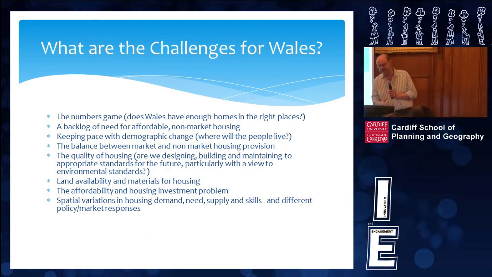I want to look at how supply might or might not keep pace with the rate of projected demographic change in Wales over the next 20 to 30 years. I'll briefly touch upon issues around the quality of housing, around the design, the build and the maintenance of the housing stock. And equally briefly, I'll deal with some of the issues around land availability, planning, and the construction industry. And I want to look at issues around housing affordability and the problem of attracting sufficient investment into housing in order to increase the supply of both market and non-market housing. And obviously I'll briefly touch upon the differences at the spatial level in terms of housing demand, need and supply, and of course the skills that are required to address some of these challenges.